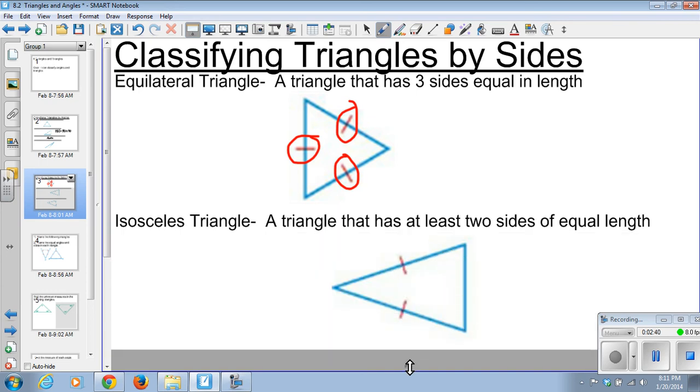An isosceles triangle has two sides of equal length, or at least two sides of equal length. So there could be three of equal length. So I guess an equilateral triangle also qualifies as isosceles. But all we need to have for isosceles is at least two to be equal. So this one could also be the same, or we could have a different measure for that side.